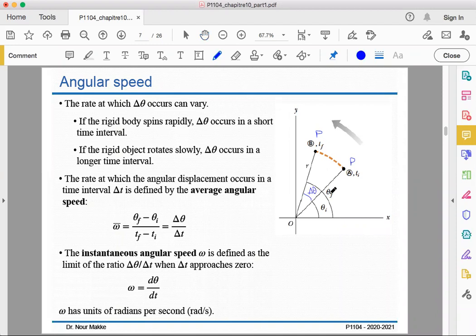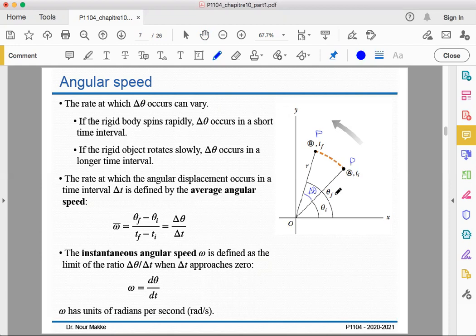by delta theta. However, the rate at which delta theta occurs can vary, which means that the time needed for this variation to happen can be small or it can be large. If the rigid body spins rapidly, delta theta occurs in a short time interval.